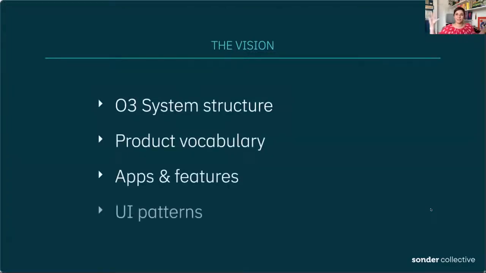The vision that we defined together for what the new product documentation should be involves four main pieces. We want to explain how the OpenMRS 3 system is structured, how different apps connect to each other, what they are based upon, and how you can build modules, packages and extensions on top of the existing apps. We want to reach a common ground on product vocabulary.